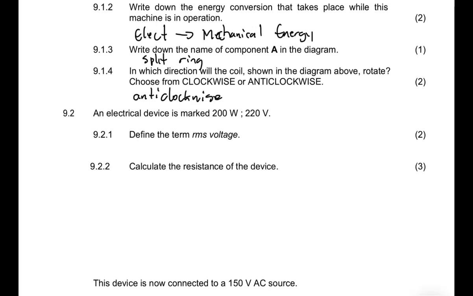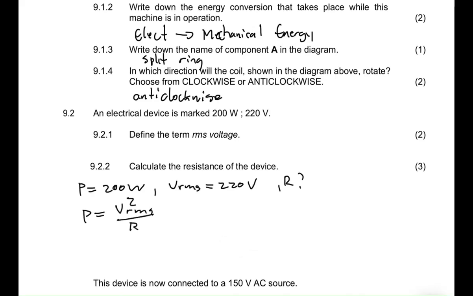So we are told that the power that is dissipated by our electric device is 200 watts. And then they go on to tell us that there's some voltage, VRMS, which is 220 volts, right? And then we are asked to find the resistance. Which equation relates these three variables? You will realize that it is power is equal to VRMS squared divided by resistance.